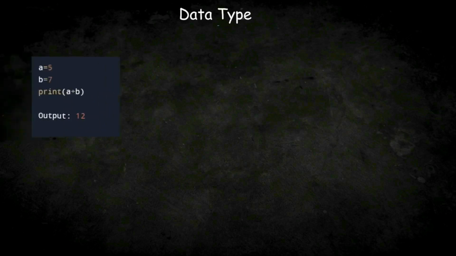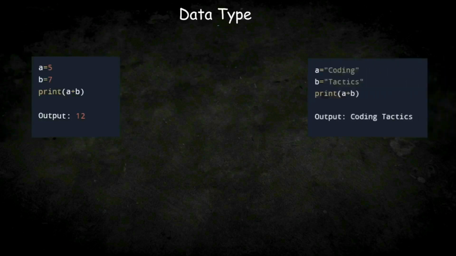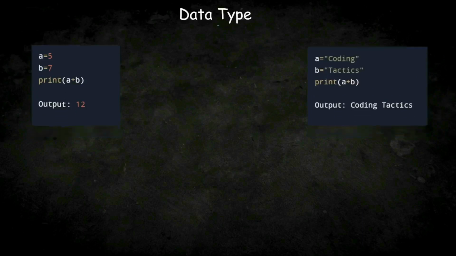For example, if we use addition operation on two integer data, that is 5 and 7, then we will get 12 as the output. But if we perform the same operation on two string data, that is coding and tactics, then it will append the second string to the end of the first string, which is also known as string concatenation. We will learn about it in our next video.